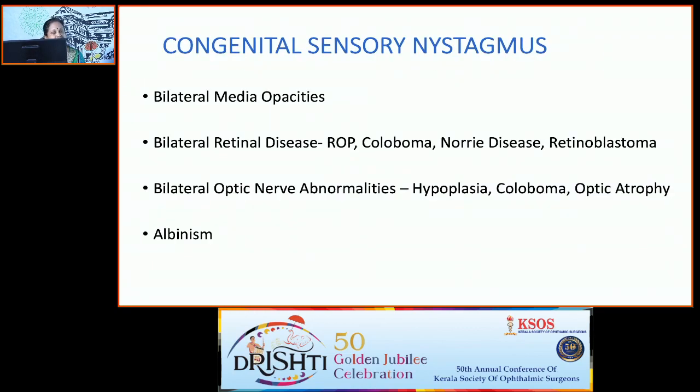Okay. Now coming to the next variety, congenital sensory nystagmus. From the term itself, you know there is some problem with the sensory pathway. There is sensory deprivation, with nystagmus developing as a result of that. Seen in bilateral media opacities, congenital cataract, bilateral retinal diseases like coloboma, then bilateral optic nerve abnormalities like optic nerve hypoplasia, optic atrophy, coloboma, and also in albinism. So you have seen albino children, and they are having congenital sensory nystagmus.